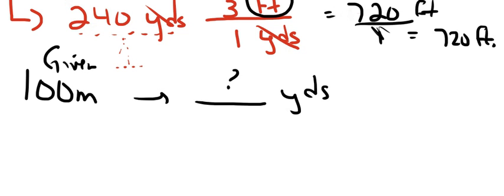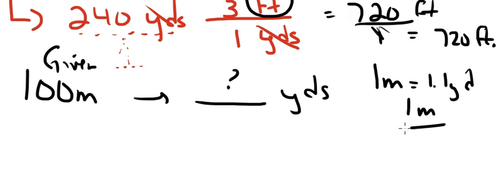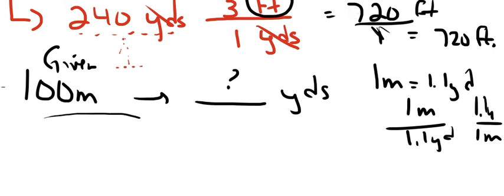Well, I don't know what the relationship between meters and yards is, but they happen to tell me. So my unit of measurement, according to the book, says that 1 meter is equal to 1.1 yard. Or I can put down 1.1 yard is equal to 1 meter, however I need it. Remember, this is secretly over 1, right? We don't show it, but it's secretly over 1.